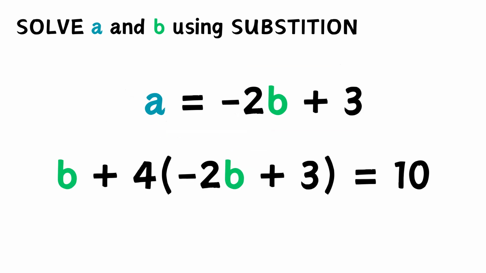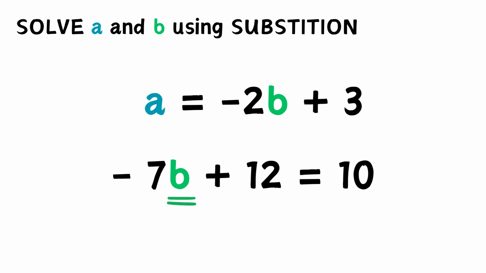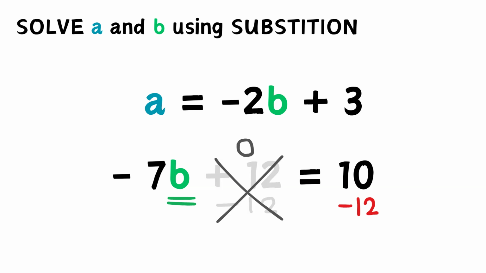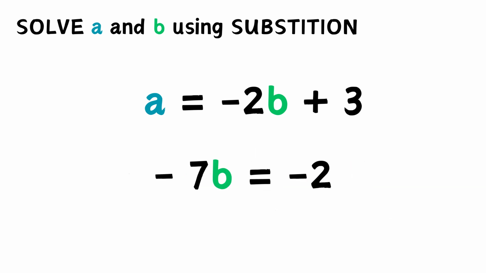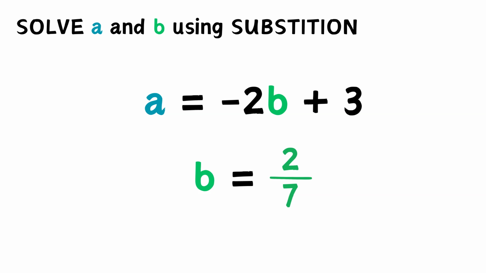To simplify a bit here, we can distribute the 4, and now we can combine the negative 8b and the b to get negative 7b. And to isolate b, we subtract 12 from both sides, which gives us negative 7b equals negative 2. And our last step to isolate b is divide both sides by negative 7, which leaves us with 2 over 7. Alright, now to solve for a.